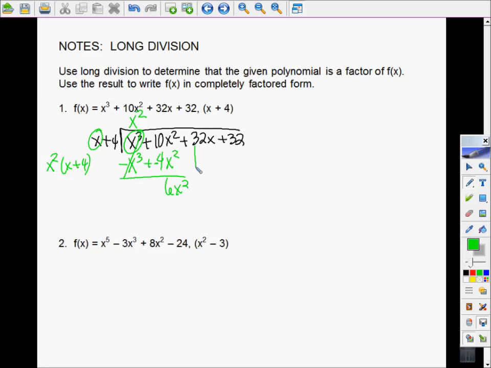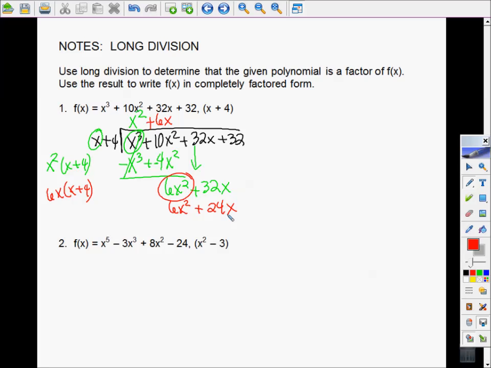And I'm going to bring down my next term. And then I start the process over again. So again, I'm only worried about the leading term. The leading term here is 6x squared. So how can x become 6x squared? I need to multiply by a positive 6x, right? So I'm going to do 6x times x plus 4 in my head or on the side. And when I distribute that, I get 6x squared plus 24x, because 6 times 4 is 24.